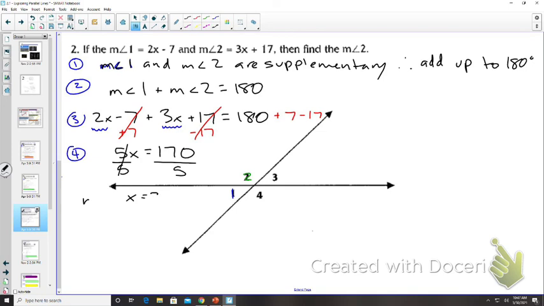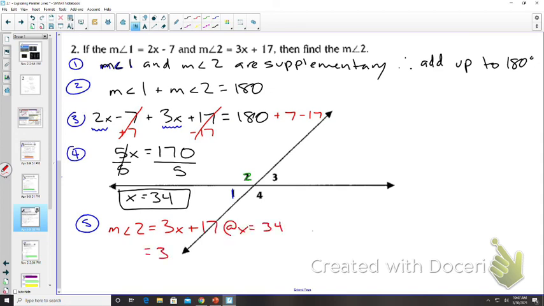It is 34. Okay, so we know our x value. Are we done here? I'm going to say no, but I don't know why. Good. We're not. Our last step is to find the measure of angle 2, right? So we've just found our x value. Now we need to plug that into the measurement of angle 2. So 3x plus 17 at x equals 34. So 3 times 34 plus 17 is equal to what?